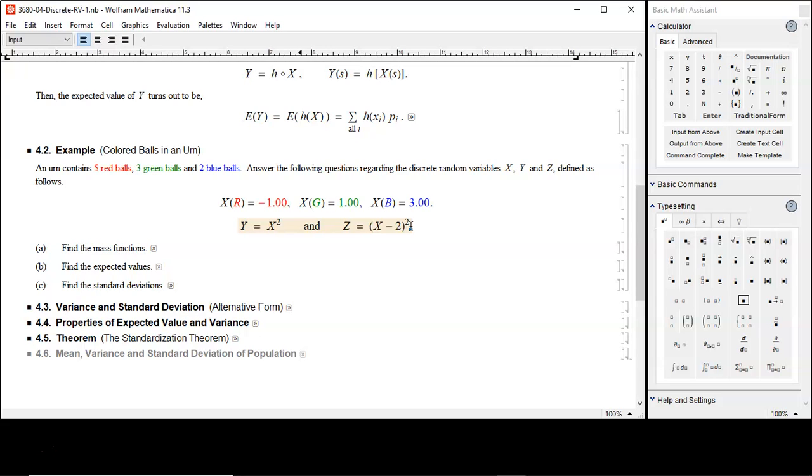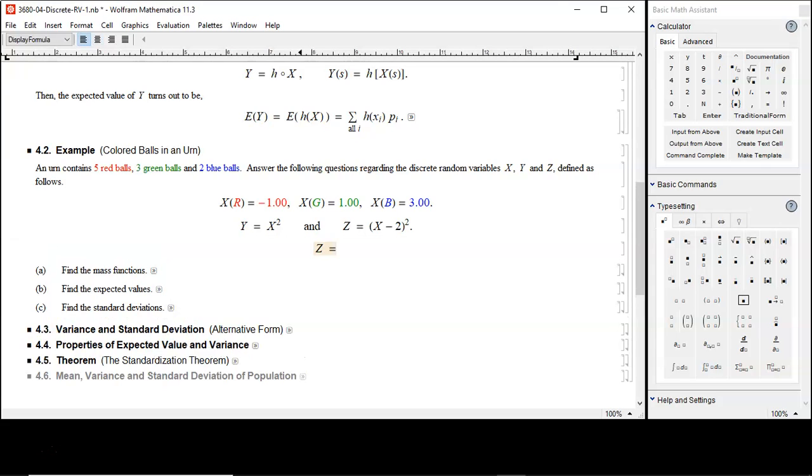Okay, let's consider a similar thing for z. So this is x minus 2 squared. So what are possible values for z? Capital X can get -1, +1, or 3. So z can take -1 minus 2 squared, or +1 minus 2 squared, or 3 minus 2 squared, right? Those are possible values for z.